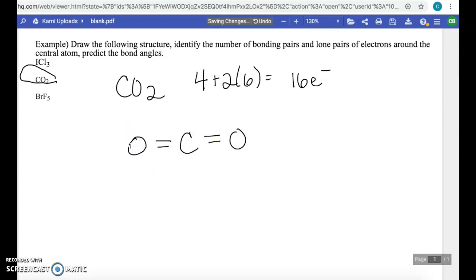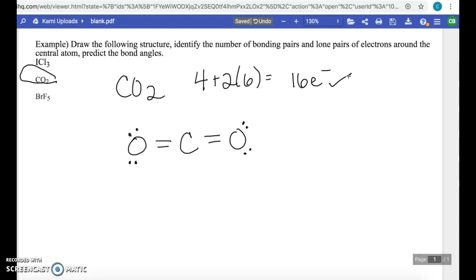If I bond everything with single bonds, I'm going to find that I use 20 valence electrons. We only have 16 valence electrons to start with, so we do need double bonds on both sides of our carbon. And I'm going to fill in our octets, so 2, 4, 6, 8, 10, 12, 14, 16 electrons have been used, and each of our atoms has 8 valence electrons. So our octet rule is also satisfied.